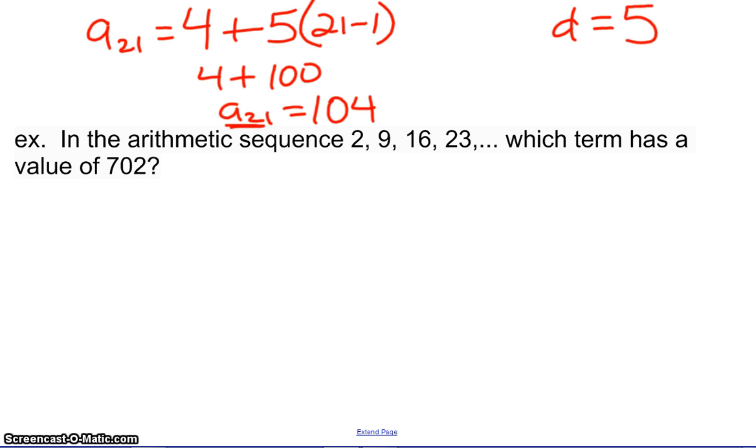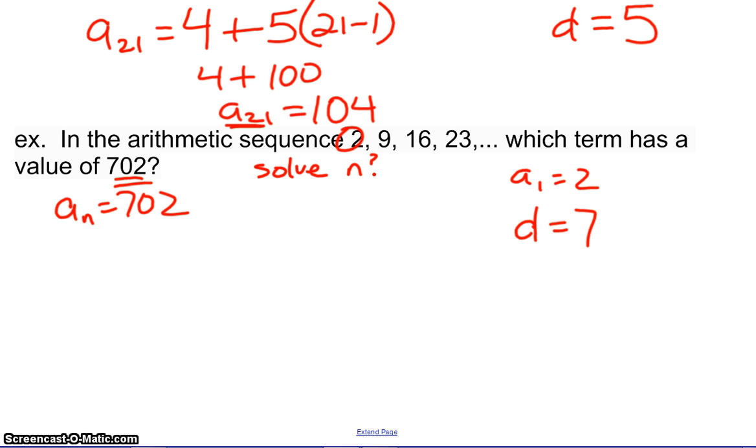Now we could solve a problem for something completely different, by solving for n rather than the nth term. In this case, it's telling us that the nth term has the value of 702, but we don't know what numbered term that is. So we need to solve for the n value. As we look at our sequence, we can see that the first term is 2. And what are we doing to get to each term? We go from 2 to 9, 9 to 16, so we have a common difference of 7. So we can plug all of this into our formula.